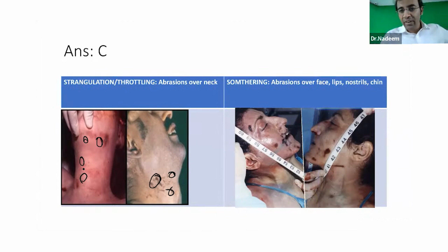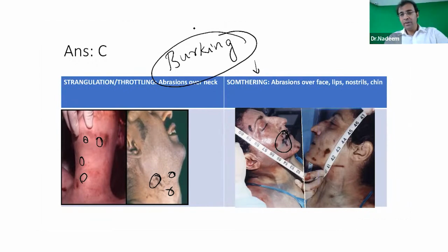Okay, fine. But if you can see over the face, over the nostrils, over the lip, this will be what? Smothering. Now there is a case that is called the Burking method. Fine. There is one method that is called traumatic asphyxia.